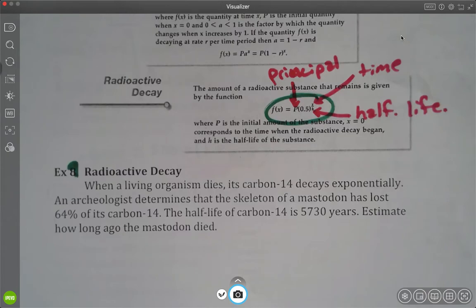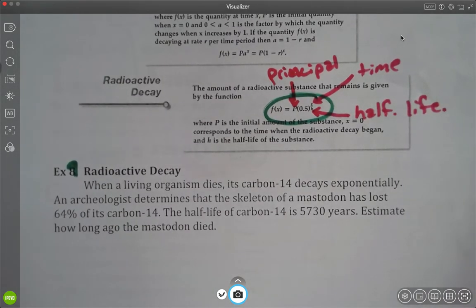Let's plop our numbers in and be done. When a living organism dies, its carbon-14 decays exponentially. So it decays, okay? An archaeologist.